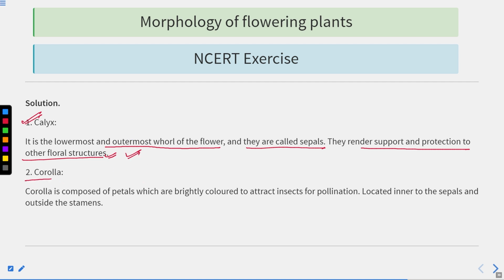Now the corolla is composed of petals, which are brightly colored to attract insects for pollination. They are located inner to the sepals and outside the stamens. So corolla is composed of brightly colored petals that can attract insects for the process of pollination. This is the position of the corolla.